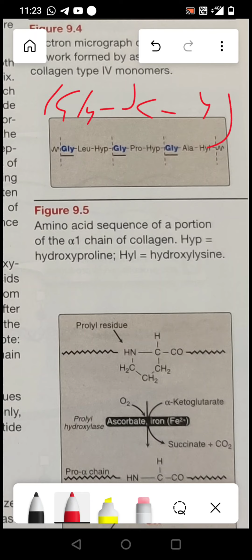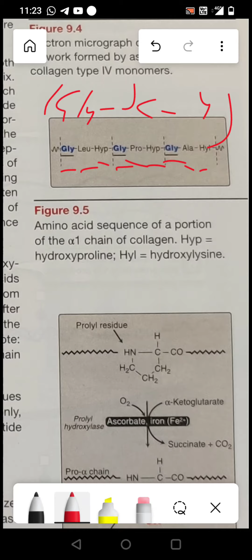These are repeating multiple times. X and Y could be different amino acids. See here you have glycine followed by leucine and hydroxyproline, then glycine, proline, hydroxyproline, glycine, alanine, something else. So this is not heptadine, this is hydroxyproline. Glycine, leucine, hydroxyproline. Glycine, proline, hydroxyproline. Glycine, alanine, hydroxyproline or something else also. So hydroxyproline, and HYL is hydroxylysine.